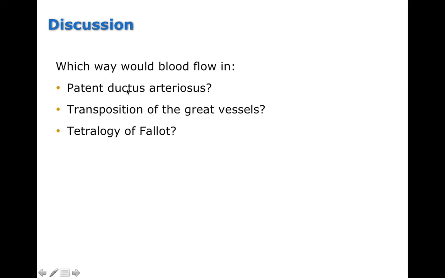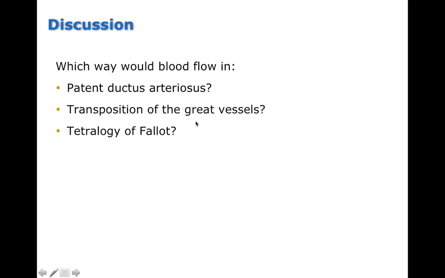So remember, ductus arteriosus connects the pulmonary trunk to the aorta, right? Now, with a patent ductus arteriosus, because your systemic blood pressure is higher than your pulmonary pressure, some of the blood from your aorta is going to flow back through this ductus arteriosus into the pulmonary trunk. So you're actually going to lose some of that oxygenated blood back into the pulmonary circulation.